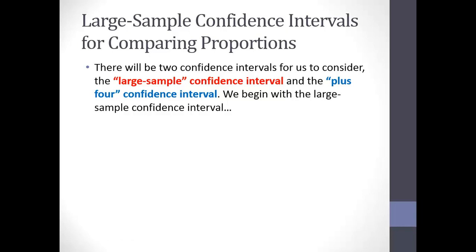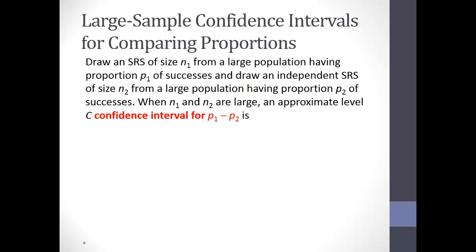So here in this chapter, again, we're going to have two confidence intervals to consider. A large sample confidence interval and a +4 confidence interval. So again, we're going to have the same two things that we saw back in chapter 20. And let's see what these things are. So the general setup here is that, again, if we have our favorite simple random sample of size n1 from our first population and an independent simple random sample from the second population, when we have those samples that are big enough, we're going to have an approximate level C confidence interval for the difference. And what's that going to be?